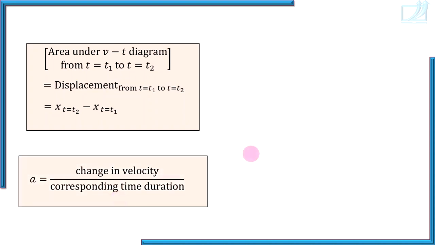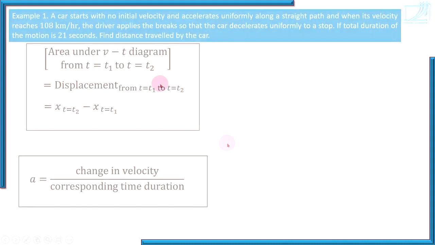Now listen, very important. If a particle is moving in such a way that its acceleration is different in different time intervals, but in each interval acceleration is uniform, then draw a VT diagram and use these two equations. Which are those two equations? Area under the VT diagram gives displacement, and change in velocity divided by time duration is acceleration. Now read this problem.